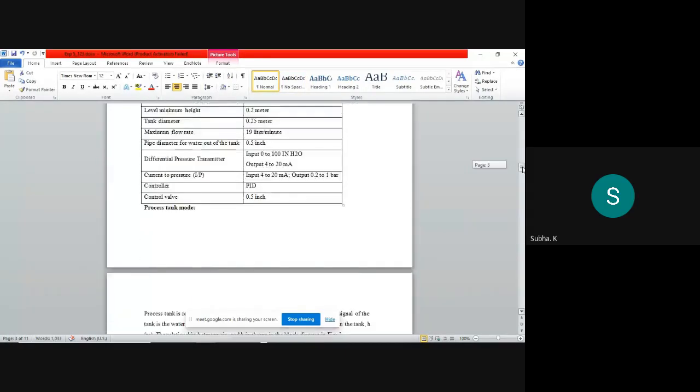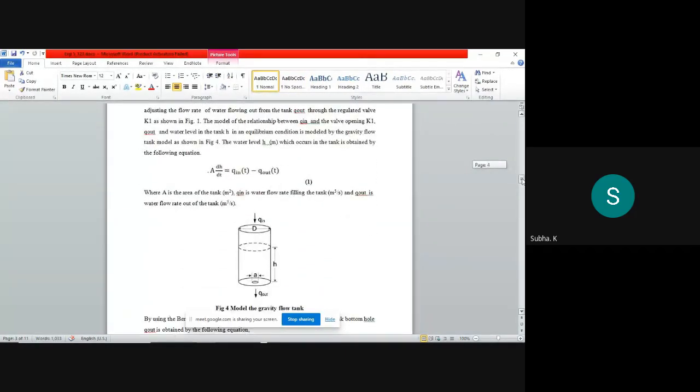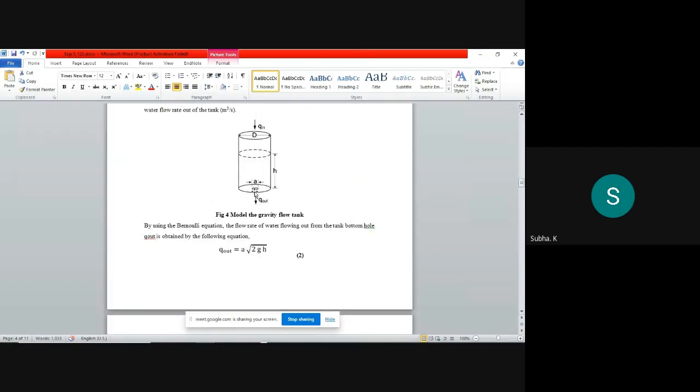You just have to learn what A, small a and the others are. Q in is the water flow rate inside. Q out means the water flow rate outside. Capital A is the tank area. H is the level inside the tank. Small a means the valve opening, that area is represented by small a. H represents the level of the water inside the tank. Q out is the water flow output rate. Q in is the water flow in rate.